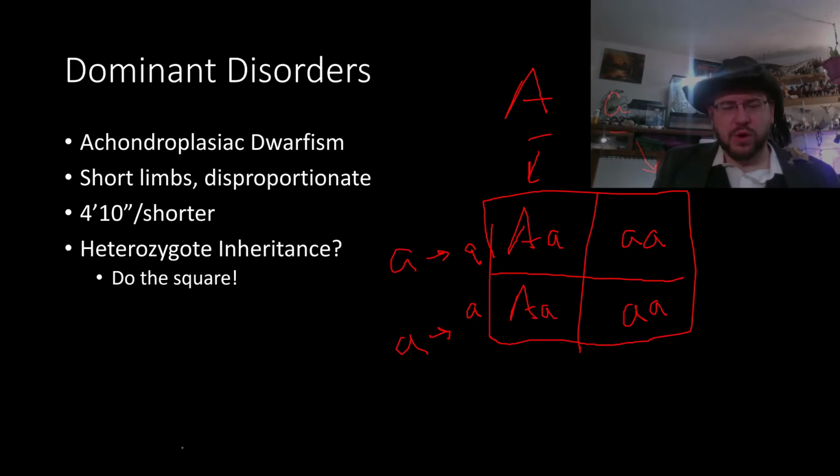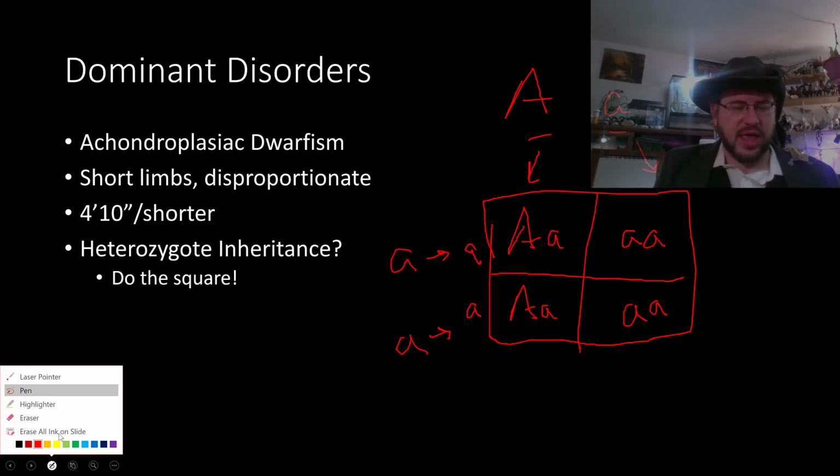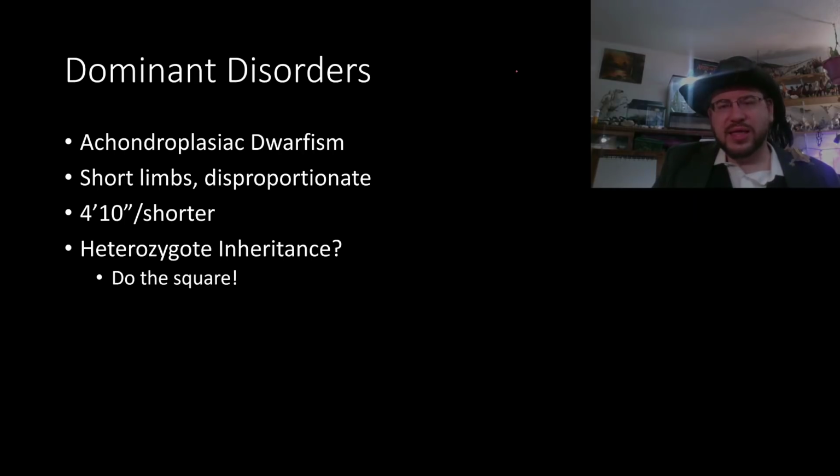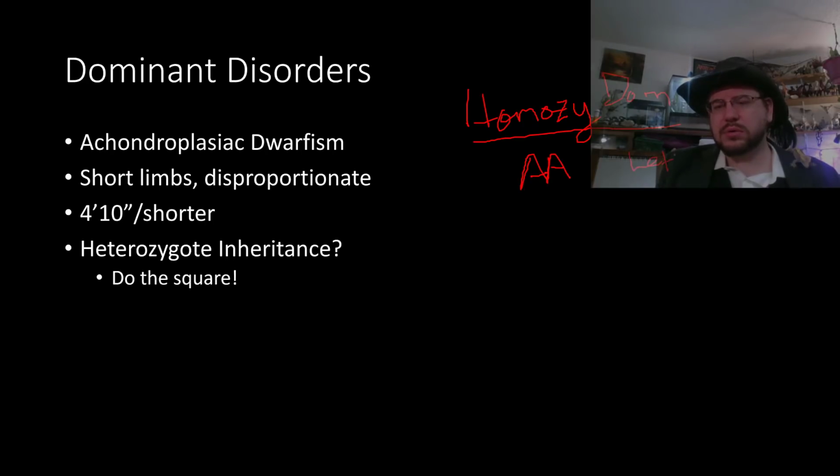Now, it is worth noting with achondroplasia that just about everybody who has achondroplasia is heterozygous. I'm not going to say all people with achondroplasia because there's probably an exception somewhere that would make me wrong. But the thing is that the homozygous combination, if you are homozygous dominant for achondroplasia, you have two dominant alleles. This is a lethal combination. This is what we call lethal achondroplasia.